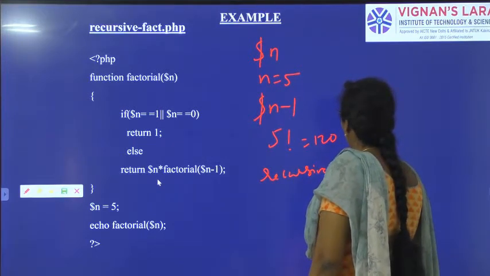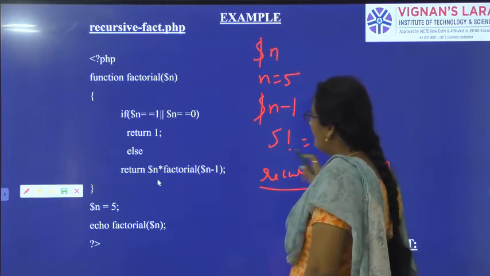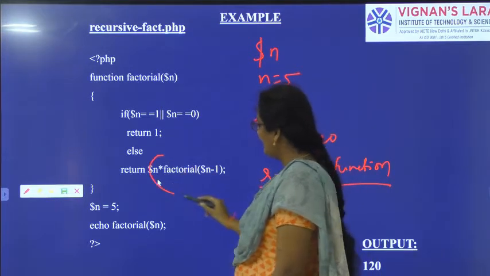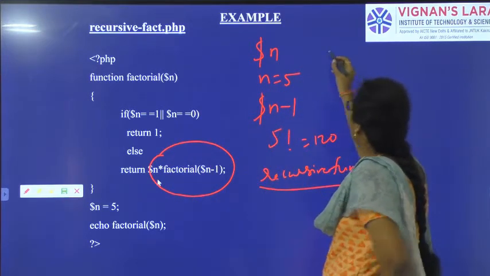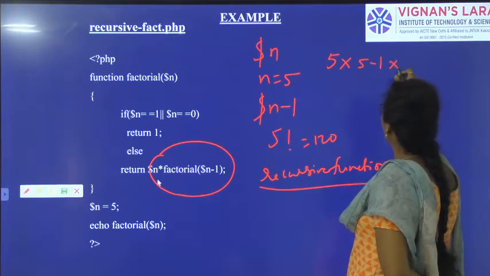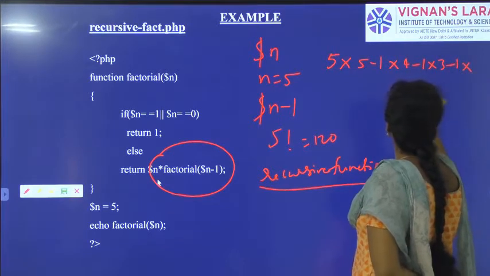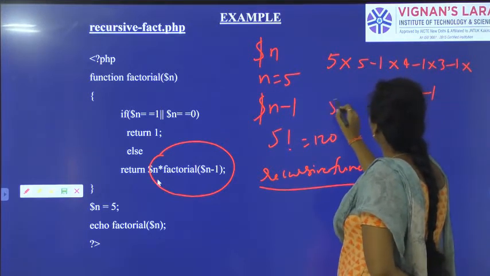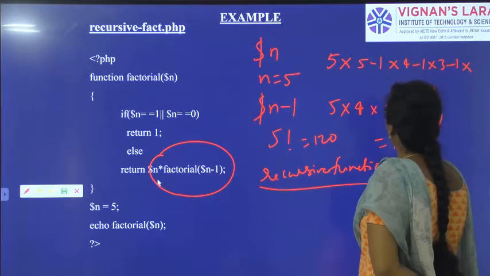For finding the factorial of a number we are using recursive function. Why we are using recursive function? Formula for factorial is n into factorial of n minus 1. So 5 factorial will be 5 into 5 minus 1 into 4 minus 1 into 3 minus 1 into 2 minus 1. Means 5 into 4 into 3 into 2 into 1, which is 120.